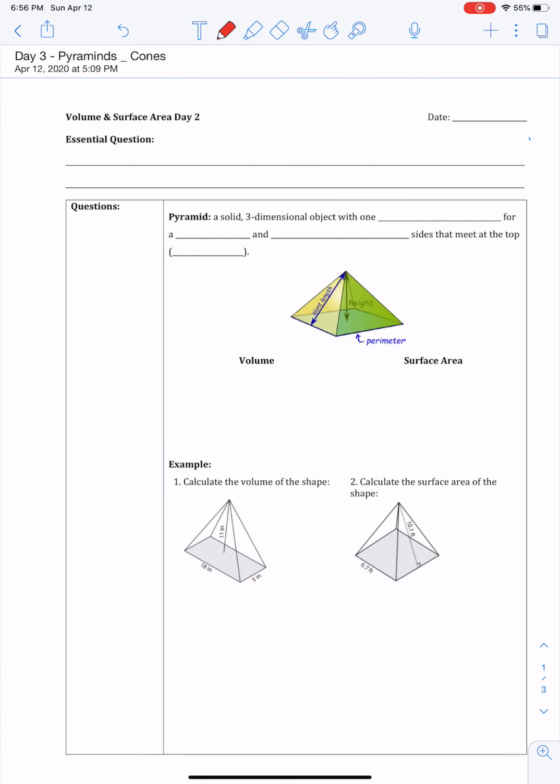All right, volume and surface area, day 2. Today we're talking about how to find the volume and surface area of pyramids and cones.